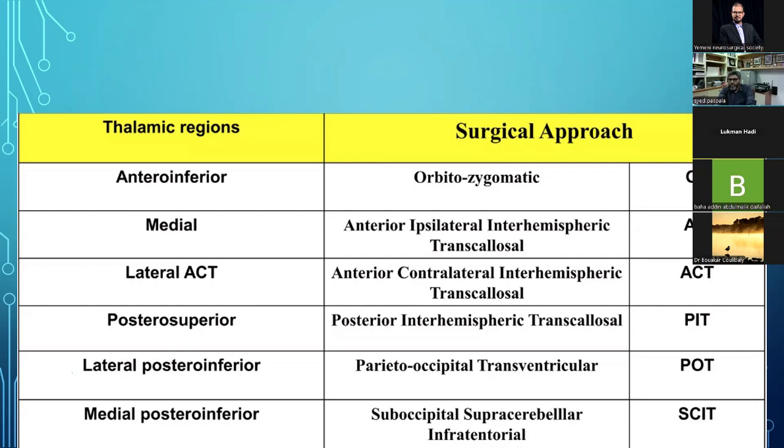will be ideal. And when the lesion is located posterior-superiorly in the thalamus, the easy access will be taken through the posterior interhemispheric transcallosal approach. And when the lesion is posterior-inferior, if it is very lateral, then access can be taken through the parieto-occipital transventricular route. And when it is located medially, in the posterior-inferior part, the suboccipital supracerebellar infratentorial approach will be ideal.